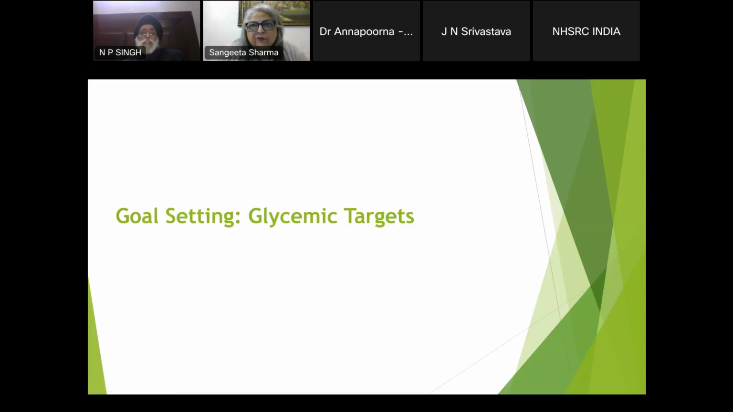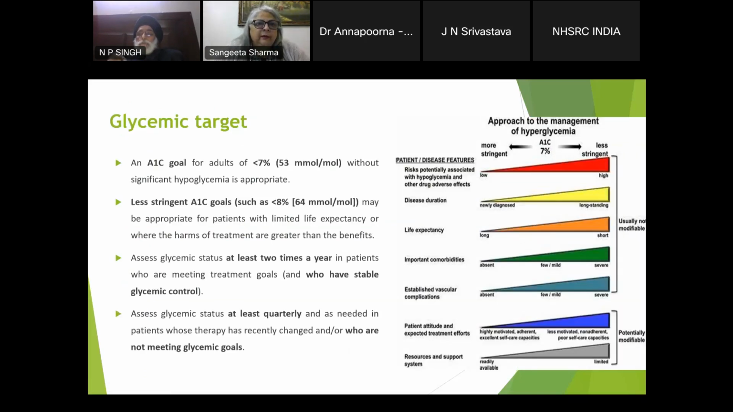So what are goal settings? Goal setting is now individualized. You can't have the same goal setting for a young, energetic 30 or 40-year-old male versus an elderly person who has various complications. So the goal setting also is now individualized.